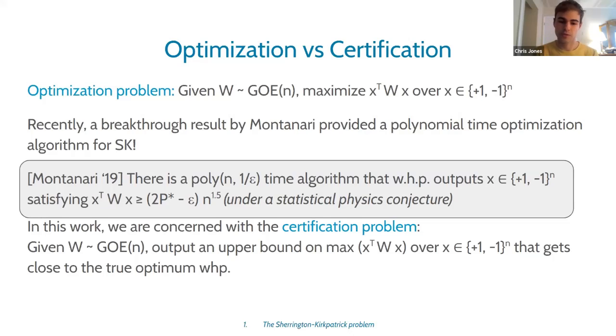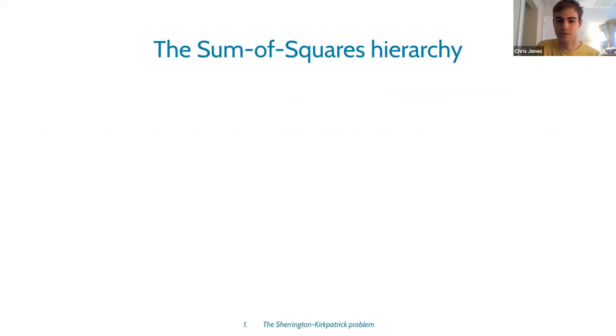So you might be wondering, why can't you always just output 2p* plus epsilon? Well, your upper bound always has to be feasible. It always has to be an actual upper bound on the objective function value. And even though that 2p* plus epsilon holds with high probability, it doesn't hold all the time. So you can't always output that. For example, the maximum eigenvalue of W is an upper bound that you could output, which achieves value 2, which is not close to the Parisi constant.